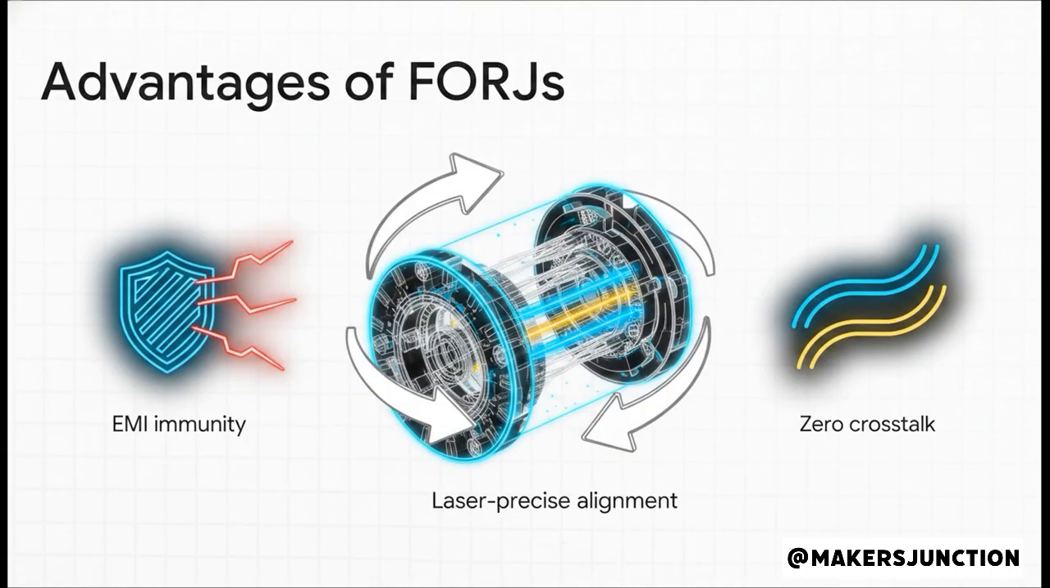And FORJs are absolute game changers in modern engineering. Why? Well, first, they suffer zero electromagnetic interference, or EMI, making them perfect for really noisy military or industrial environments. Second, they offer practically unlimited data bandwidth. Third, there is absolutely no crosstalk between fiber lines. And finally, they can be built in simple, single-pass configurations or incredibly complex multi-pass configurations that require laser-precise mechanical alignment to keep multiple light beams perfectly coupled as they spin.